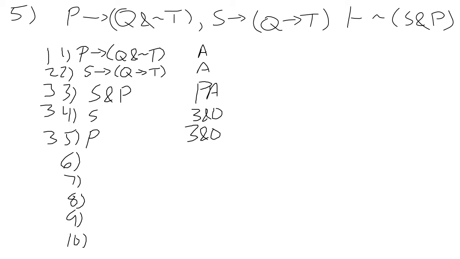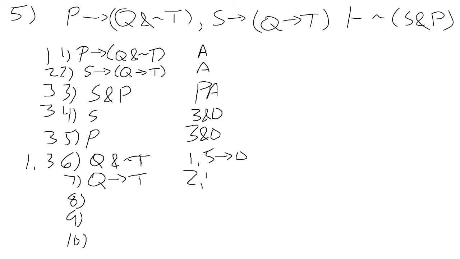Now we've got our 2 antecedents to our 2 conditionals. So I'll toss P into line 1 to get Q and tilde T from 1 and 5, arrow out, 1 and 3. Then same thing with the S and 2, so we can get Q, arrow T from 2 and 4, arrow out. So that's going to be 2 and 3.